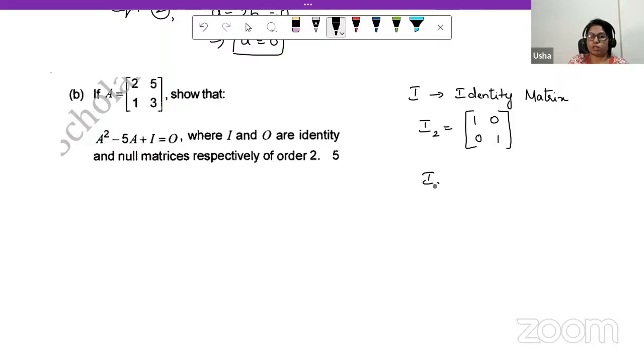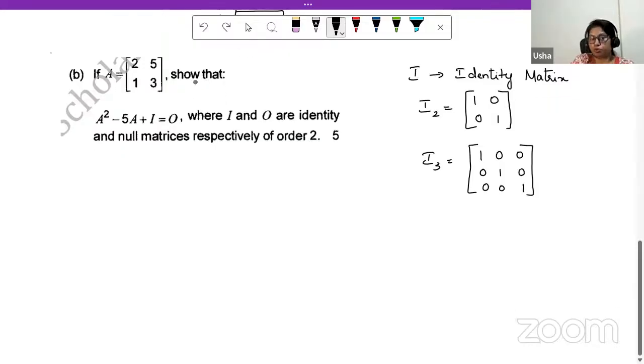Okay. So if it is order 3, then [[1, 0, 0], [0, 1, 0], [0, 0, 1]]. This is the identity matrix of order 3. See here, diagonal elements are 1. All other elements are 0. Okay. So this is identity matrix. They will not give you I2 or I3, but it is understood. If you have a 2 cross 2 matrix, this is I2. If you have a 3 cross 3 matrix, this is going to be I3. It is known. Okay. No need to inform that it is I2 or I3. Now, this is what we are supposed to show that A square minus 5A plus I equals 0.